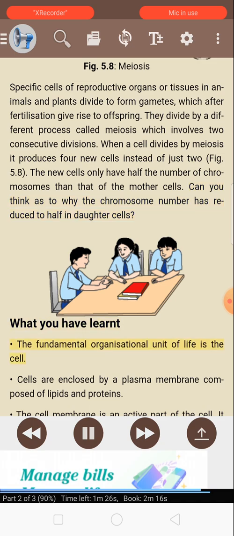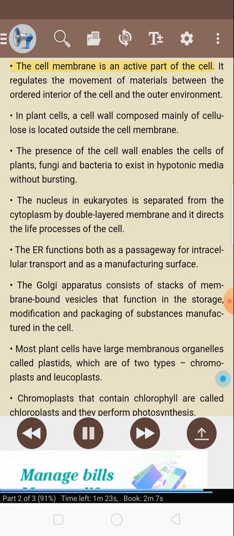What you have learned. The fundamental organizational unit of life is the cell. Cells are enclosed by a plasma membrane composed of lipids and proteins. The cell membrane is an active part of the cell. It regulates the movement of materials between the ordered interior of the cell and the outer environment. In plant cells, a cell wall composed mainly of cellulose is located outside the cell membrane. The presence of the cell wall enables the cells of plants, fungi, and bacteria to exist in hypotonic media without bursting.